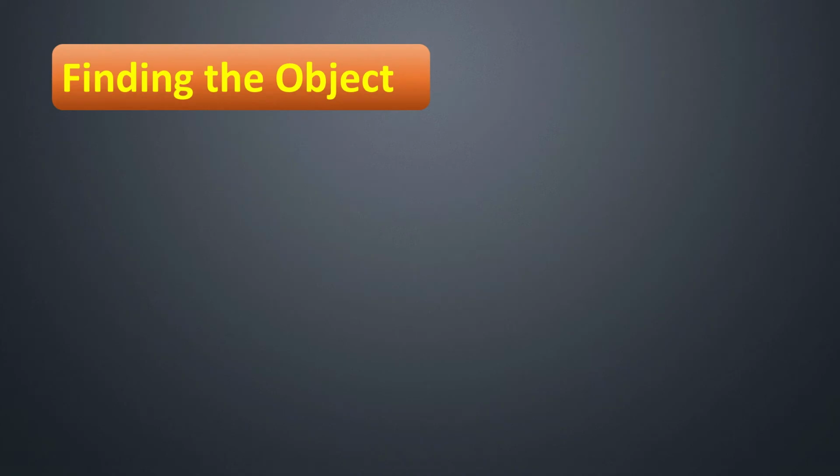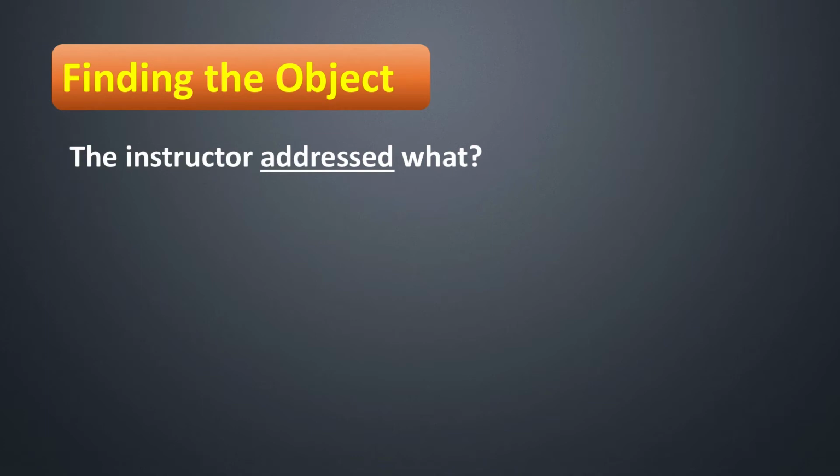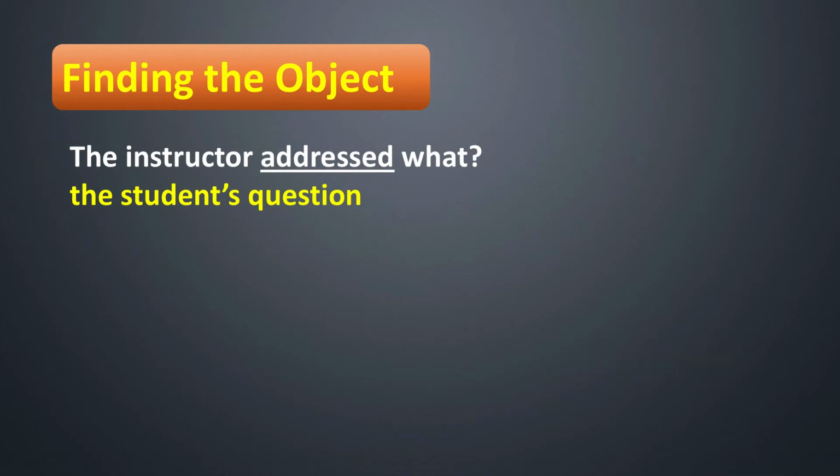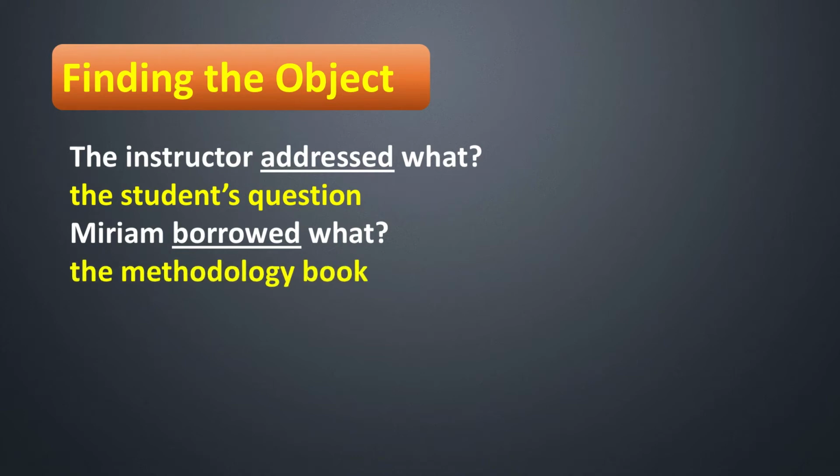Finding the object. You can figure out the direct object by using this question format: the subject did what? So the instructor addressed what? Actually, the student's question. This is the object. Miriam borrowed what? Actually, the methodology book, right? This is the object.